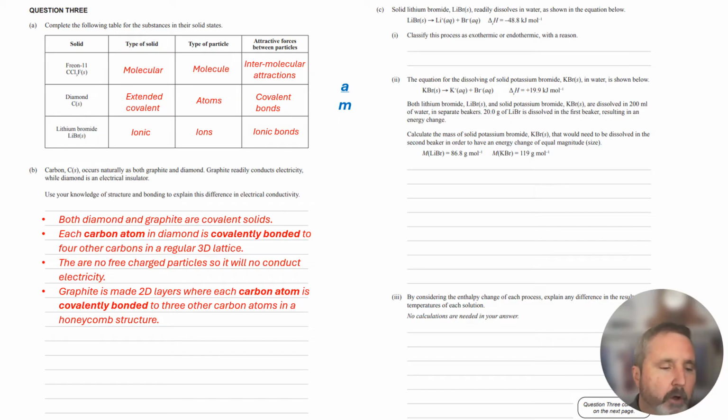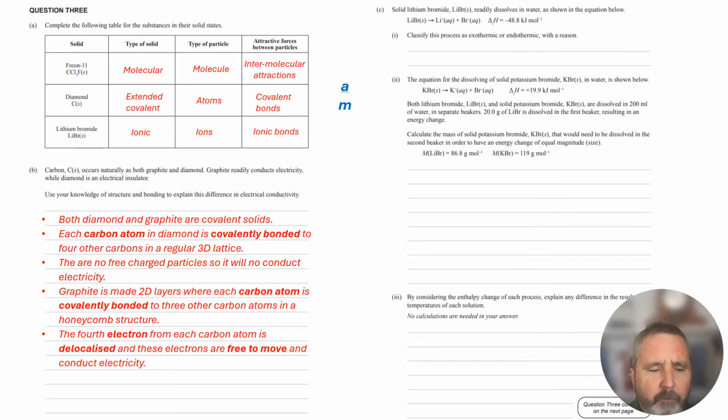Most people know that honeycomb is a hexagon structure. The 4th electron from each carbon that was not used in the bonding is delocalized. They are free to move, so will conduct electricity. Because we talked about 2 different things in this one answer, this is going to be an excellence answer.